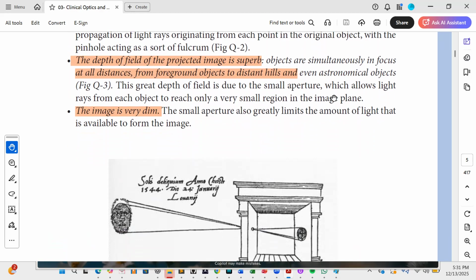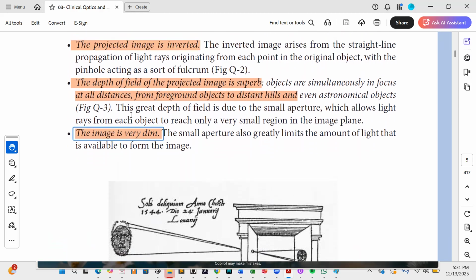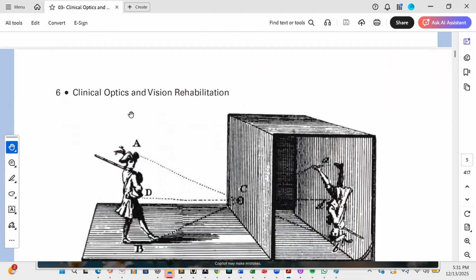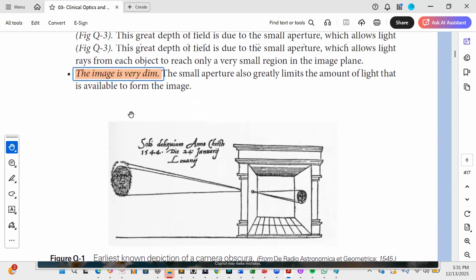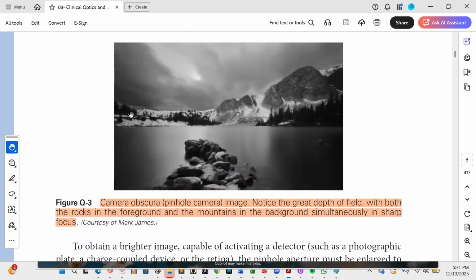The depth of field comes from a small aperture, which allows single rays, just small rays of light, to reach a very small region in the image plane. And the image is very dim. Again, the projected image is inverted for this camera obscura, the depth of field is superb, and the image is very dim because the light that will enter through the small hole is very small. That's why the image is dim. This is very, very important. You have to take note of that for the camera obscura so you can relate it to the pinhole too.